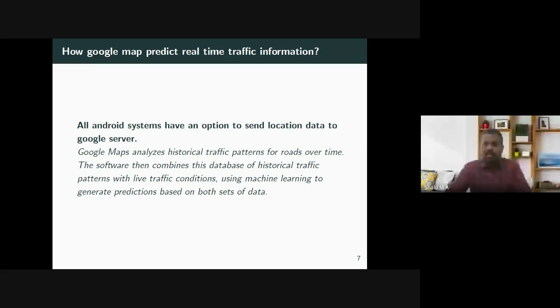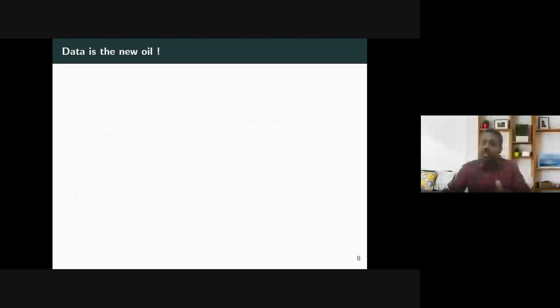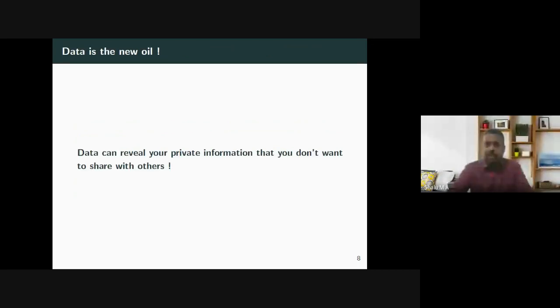The powerful algorithm can find more than you expected. You may want to keep some information very private, and you don't want anybody to know that private information. But a company, by just looking at this social network data, then your purchase data, all this information, they can actually predict what you are going to do next. So they can reveal your private information that you don't want to share with others. They can figure it out, actually. Yeah, a nice example, actually.